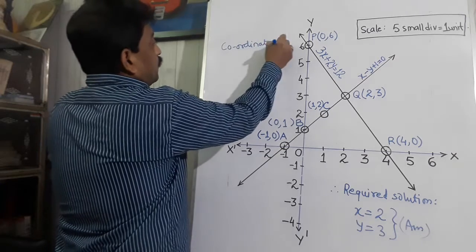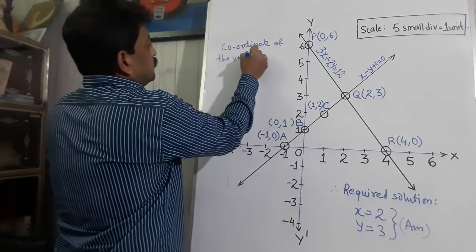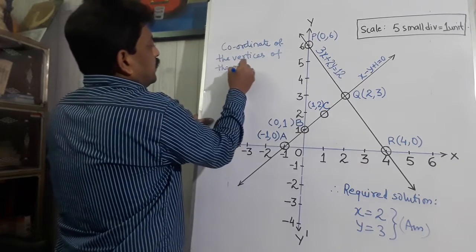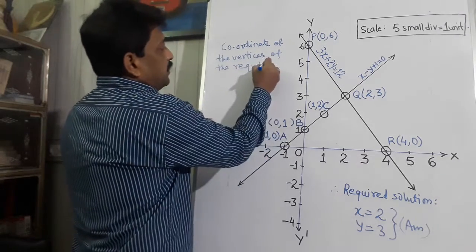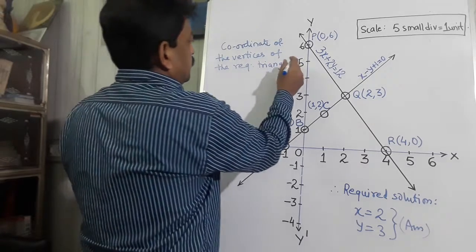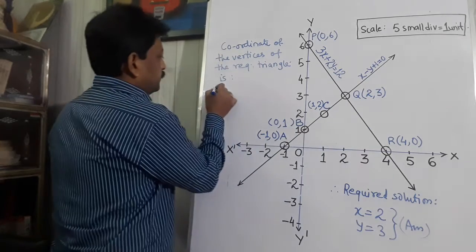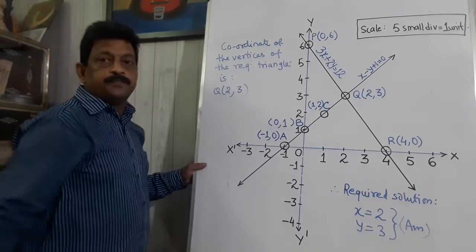Coordinate of the vertices of the triangle, or the required triangle. Here required triangle means the triangle formed by these two lines and x-axis. The first point is Q. So right here like this, Q is (2, 3).